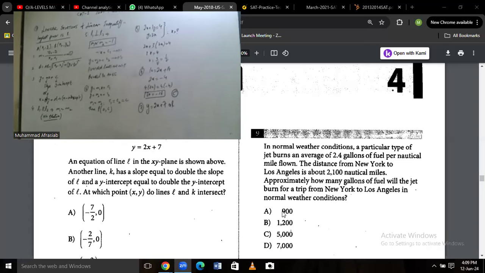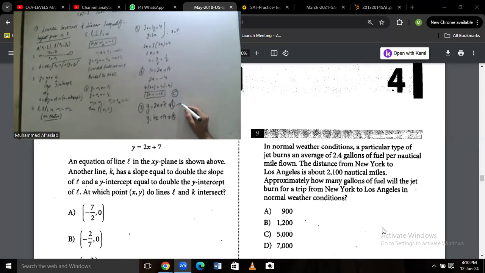The line y is equal to 2x plus 7 is the equation of the line L in the xy plane as shown above. Another line K has a slope equal to double the slope of the line L. So equal to double the slope, so that is 4x, and y-intercept equal to double the y-intercept of L. So that should be equal to 14. So that is the equation of the line K.